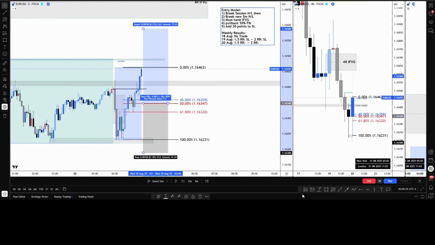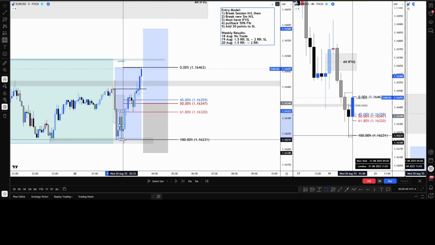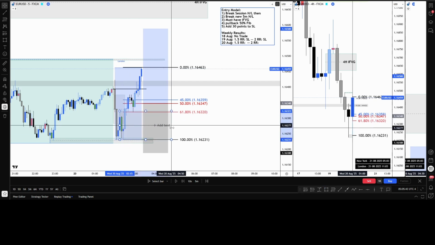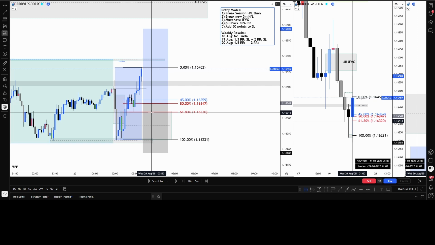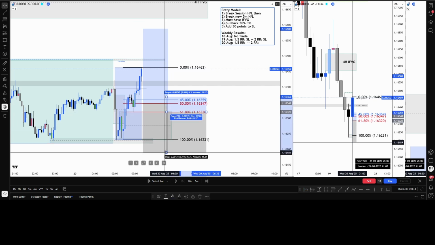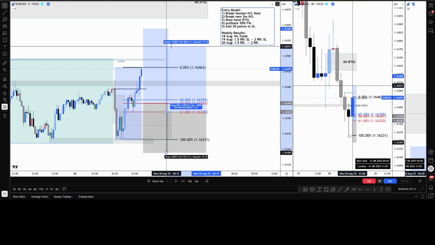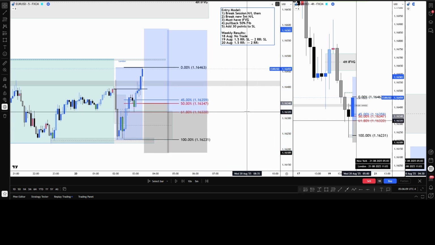And on my personal account, I have an entry model where I look for the order block closest to the stop loss level, and then I enter off that. And that's basically on the 61.8 level. Let's do that. And then we aim for 2 risk to reward. Alright, so let's see what price does.